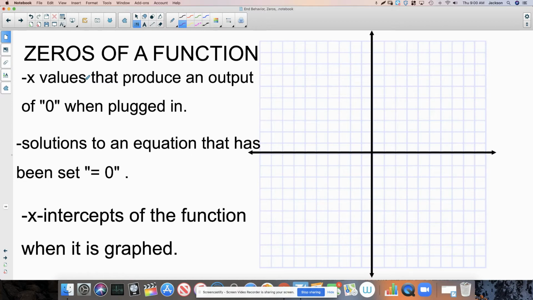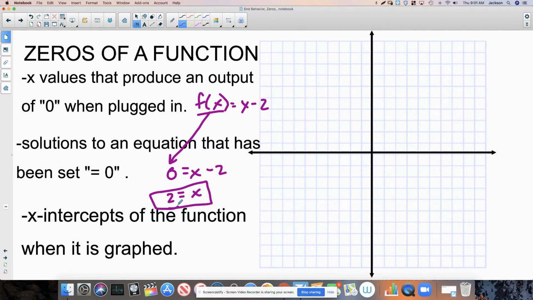It's a root. It is an x-intercept. We see that down here, the x-intercept of the function when it was graphed. It was at (2, 0). And if we set the equation equal to 0, that function where f of x equals x minus 2, we're making the y coordinate 0. We're taking f of x and replacing it with 0, and then we solve for x, so we get x equals 2. So there's three different interpretations.